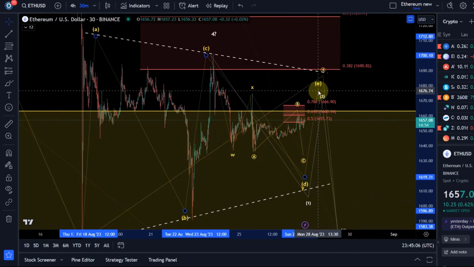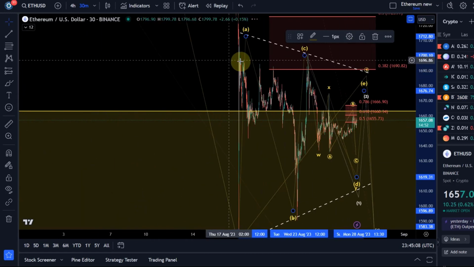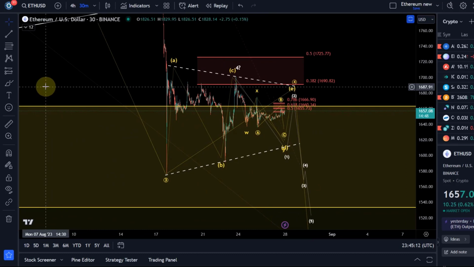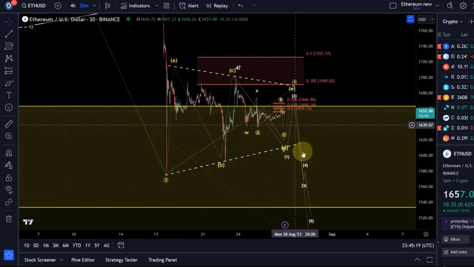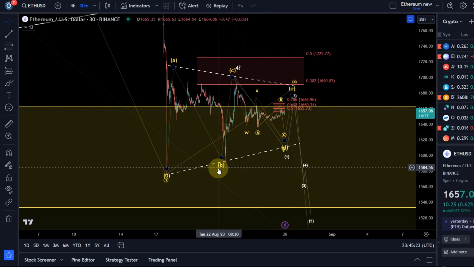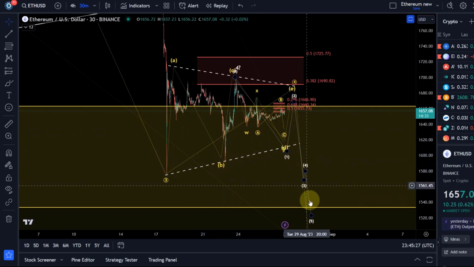But honestly, this is a messy triangle. Triangles are messy, but I like the look of it. Bitcoin's as well. It is, in my opinion, a fairly clear triangle. And we have a clear breakout point to the downside, and the breakout point to the downside is 1591. That is the B wave low, and a break below that level should finally send us down lower.